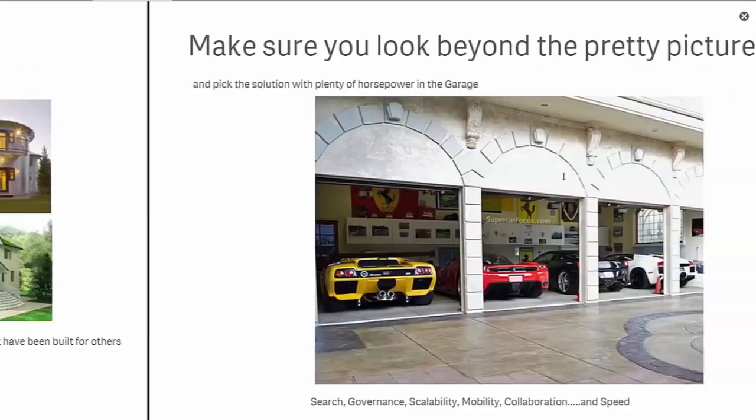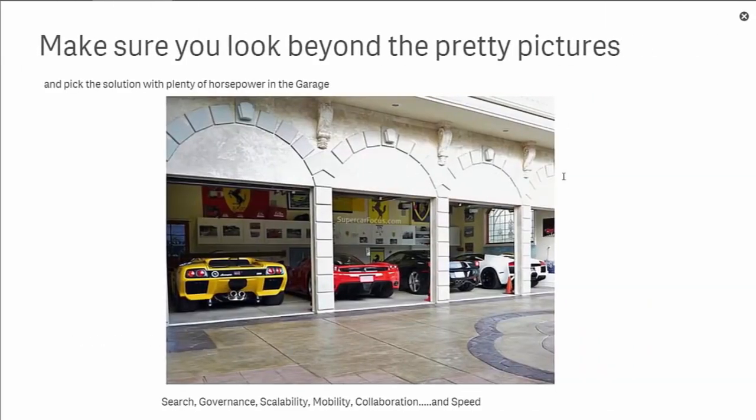To take it a step further, make sure that you look beyond the pretty pictures. Pick that solution that has plenty of horsepower in the garage of that house that you're going to build. Search, governance, scalability, mobility, collaboration, and as important as anything else, speed.